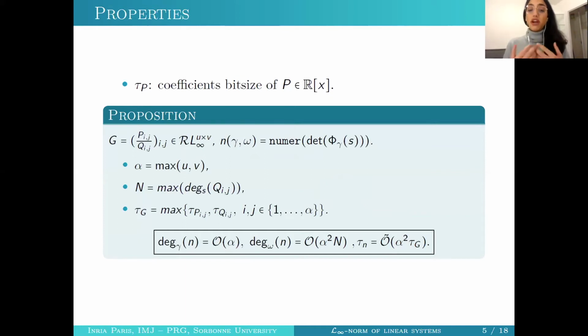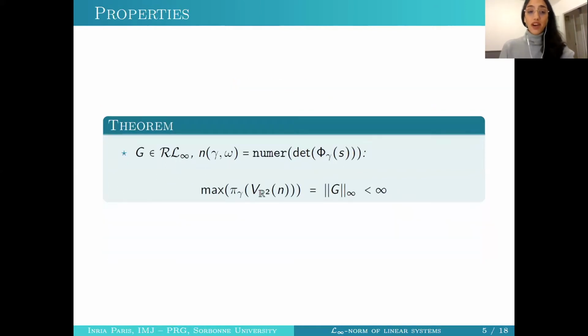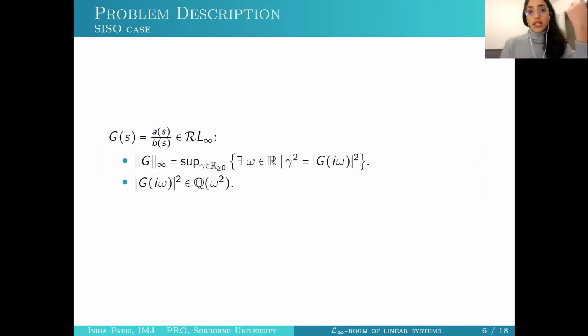So the degree of N with respect to gamma will be in the order of alpha. The degree of N with respect to omega will be in the order of alpha squared times N, and the coefficients bitsize of N will be in the order of alpha squared multiplied by tau of G. And finally, the last property is that our curve of N is bounded in the gamma direction by the L-infinity norm.